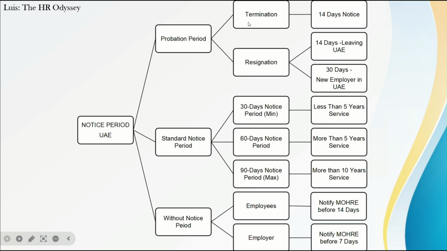The standard notice period, like minimum and maximum. The minimum notice period is 30 days and the maximum notice period is 90 days. 30 days in case of less than 5 years of service, you have to provide 30 days of notice period. This applies to both parties, whether the employee is terminating, the employer is terminating you, or the employee is resigning.